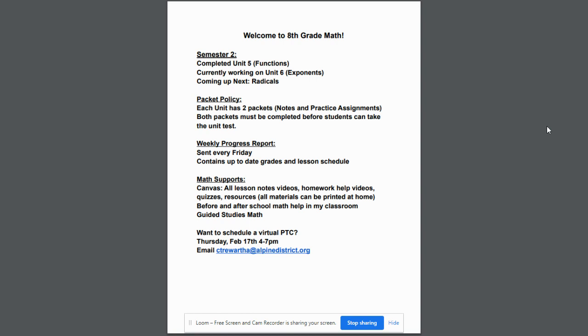And then also all of our resources, all of our packets, all of our review papers, everything that is printed and handed out at school can also be printed from Canvas. And so in each unit, there's a module called Unit Resources, where you can find all of the materials if you need to print them at home.